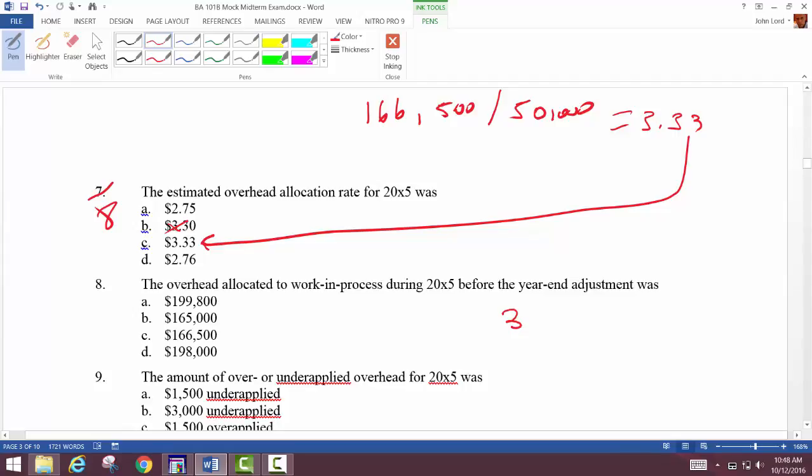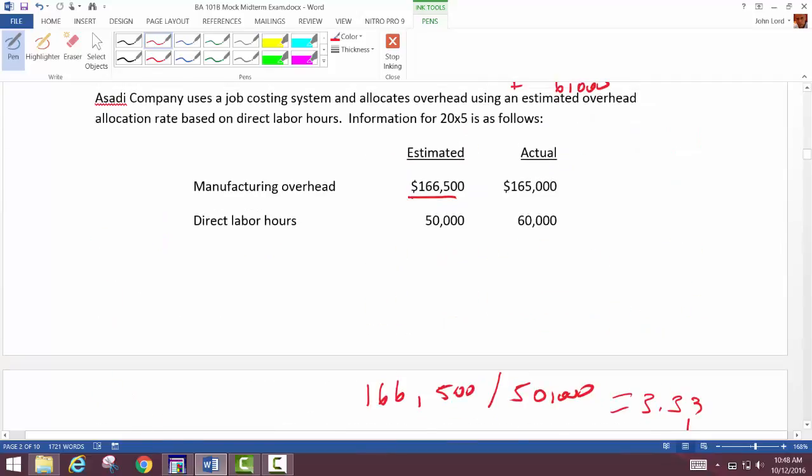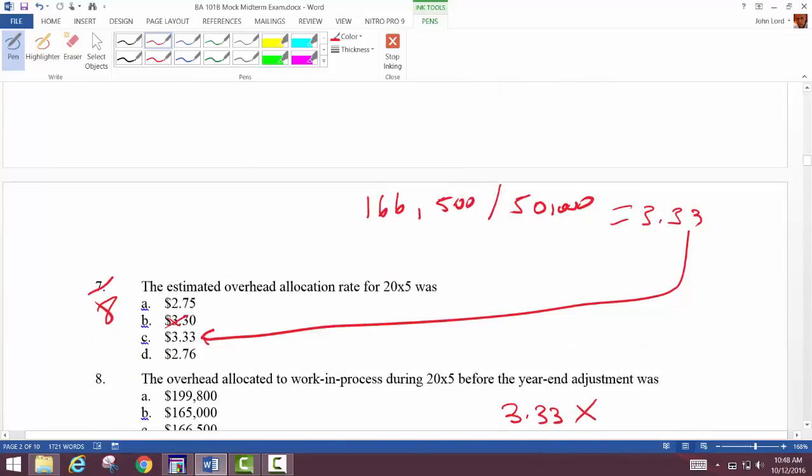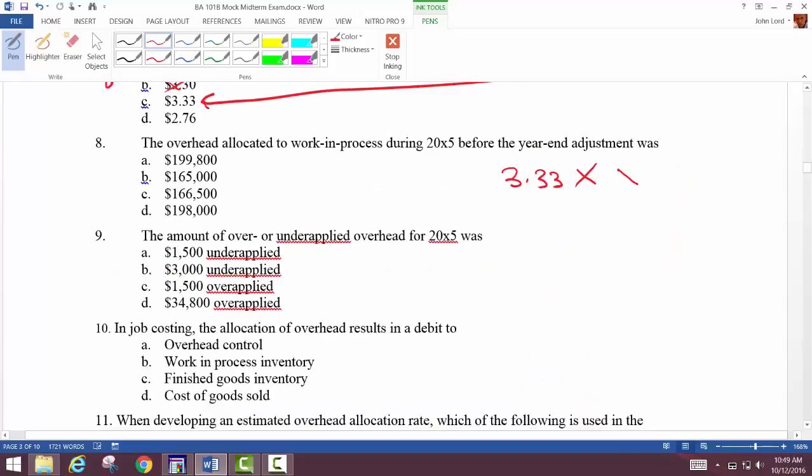I'm going to take the 3 times what? Times the actual hours of 60,000, right? Isn't that how I apply? So what's that give me? For number 9 here, the answer is going to be what? 199,800? Okay. Question?